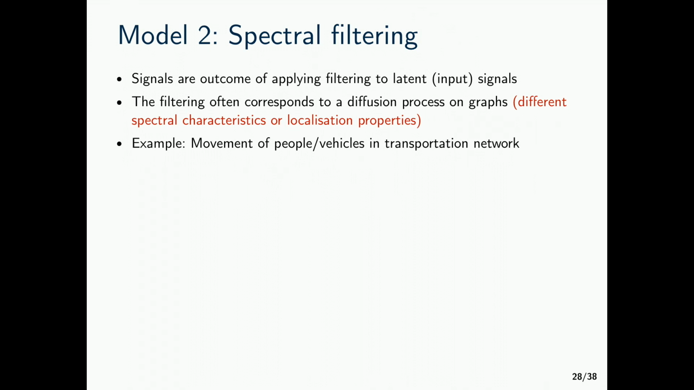And then the second one that I will talk about goes beyond the simple global smoothness, and considers the signals to be an outcome of applying a general class of filtering operations. These filtering operations can usually be interpreted as a diffusion on the graph. So I will give you some examples.